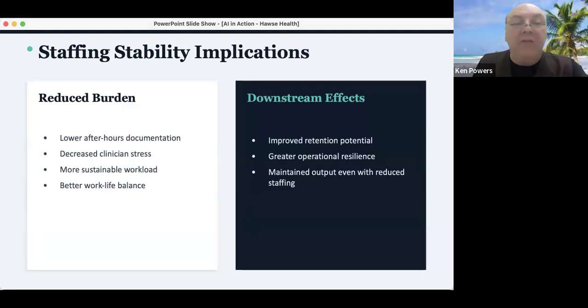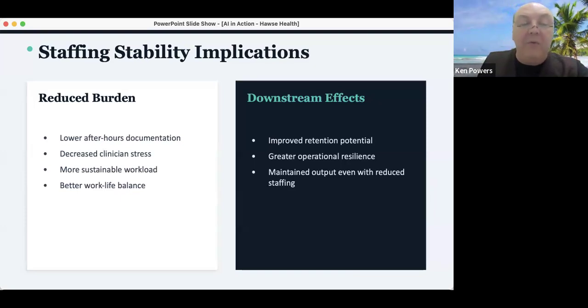So now we're looking here at staffing stability implications. Well, obviously, lower after hours documentation, clinicians are liking that. They're like, wow, I'm not spending as much time after hours. I'm not having to do this at home. I'm not having to stay at the office so late. And obviously that then adds to this decreased clinician stress. They're feeling less stressed because I actually get to leave at 4:30 today and all my notes are done. And they leave feeling much less stress.